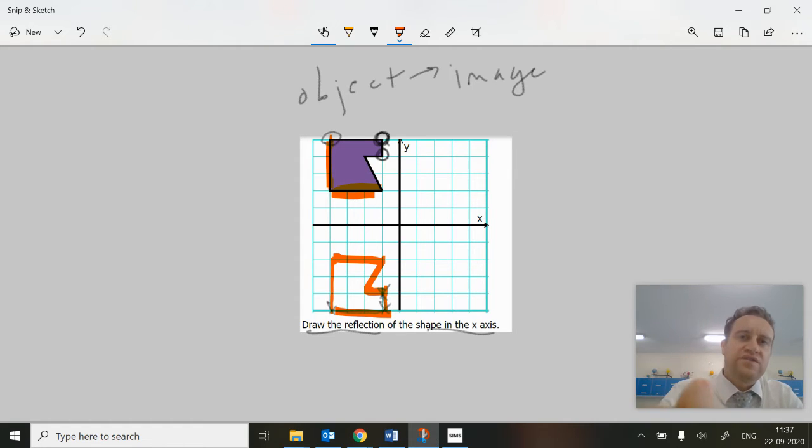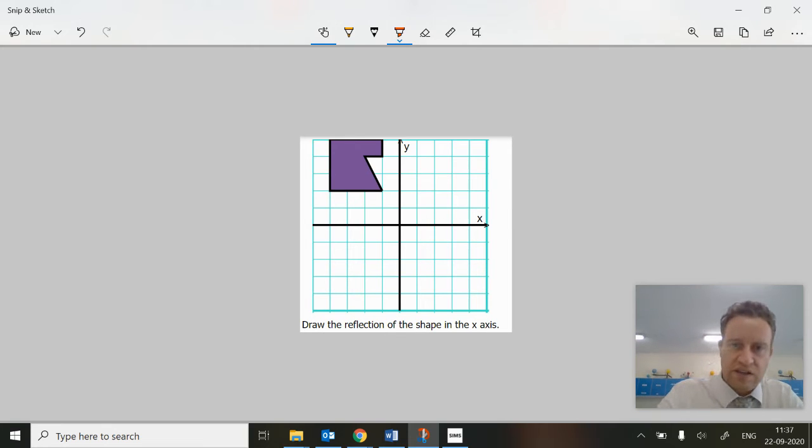Okay, now if you've got an object which is actually touching the line, so say for example we have, let's do something like a triangle here. Okay, so here, and let's go down to this point here, and let's go up like that.